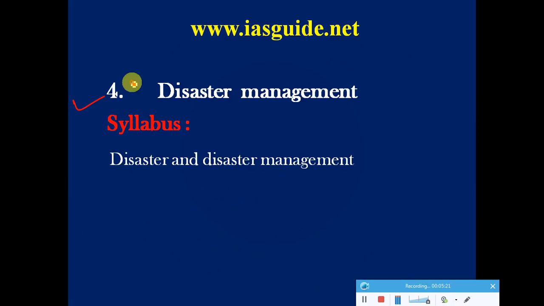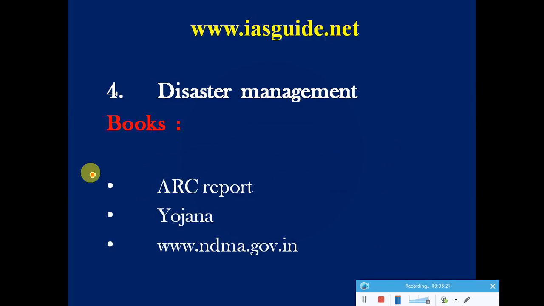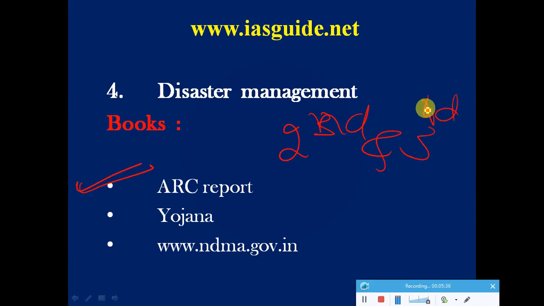After that, the fourth segment is disaster management, and the syllabus covered is disaster and disaster management. Let us see which is the book to refer. You have to study the reports of ARC. The Second and Third ARC reports are there in the market. You have to study selected chapters from ARC.